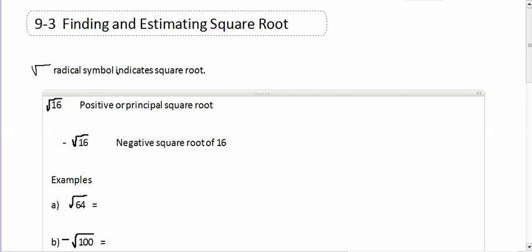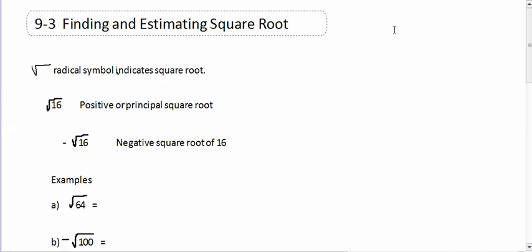Okay, so today's lesson is 9-3, and we're going to be finding and estimating square roots. A little bit of definitions, terminology that I want to go through today.